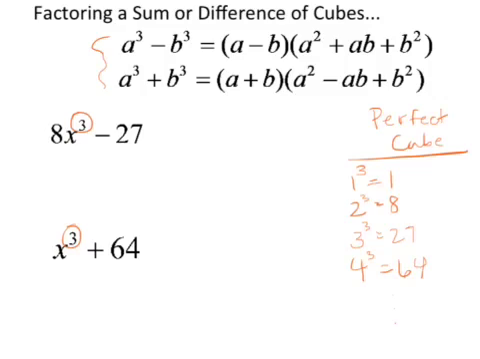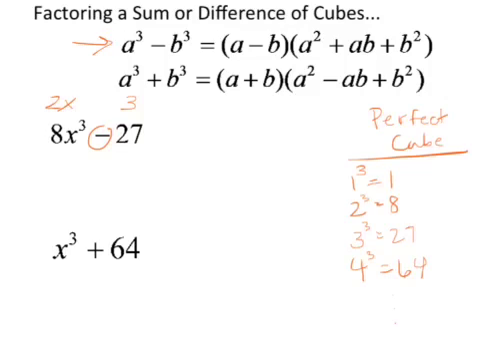And so what I'll do is I'll say, hey, do these numbers have a nice cube root? And if they do, I'm going to write that down. The cube root of 8 is 2. The cube root of x cubed is x. The cube root of 27 is 3. And so these become my a and my b. Then what I'm going to do is notice that in the middle I have subtraction. So right there, that tells me I'm going to use the difference formula.